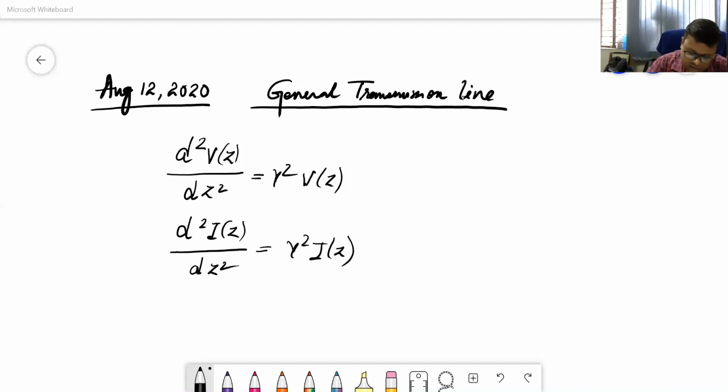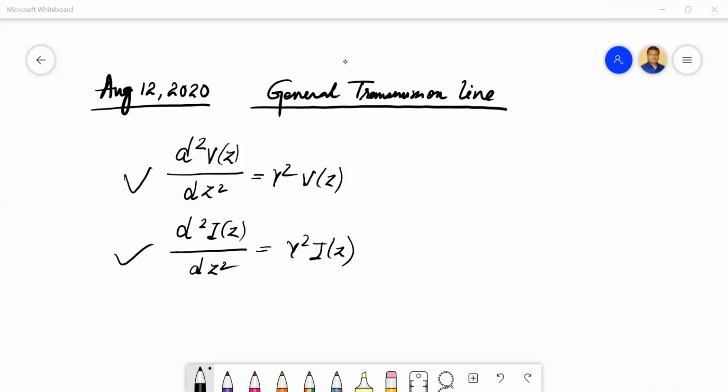So for the general transmission line, these were the two equations. These are second order differential equations, and we are supposed to find the solutions. d2 Vz over dz square is equal to gamma square Vz, and d square Iz over dz square is equal to gamma square Iz. Now what is gamma? Gamma is a propagation constant.